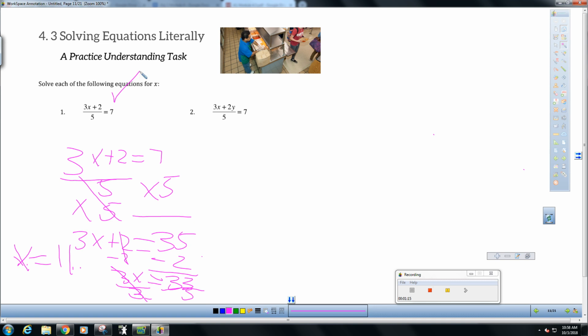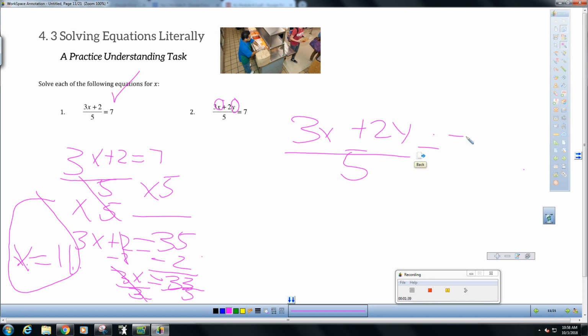Now we're working with two variables, x and y. In this problem, we will not get an exact answer like we did over here. So let's rewrite our problem: 3x plus 2y, divided by 5, equals 7. So now we need to get rid of the fraction, so we need to multiply by 5.